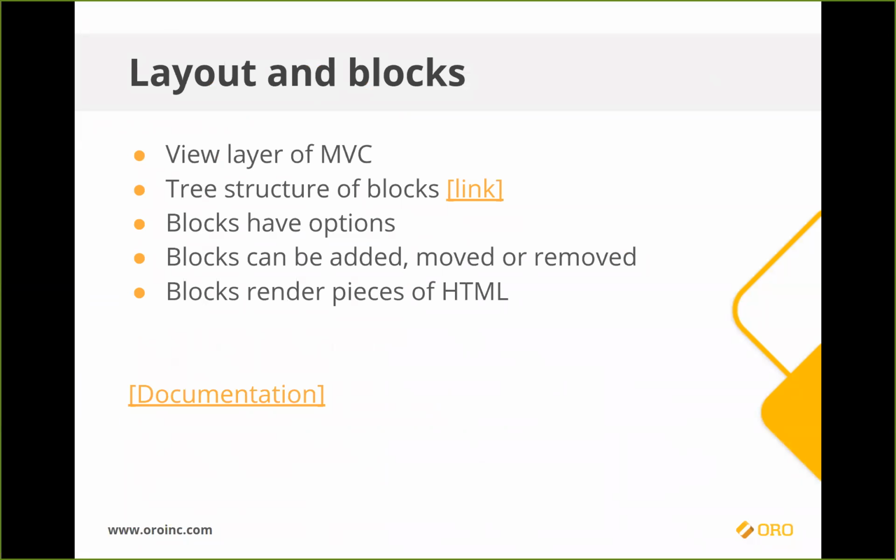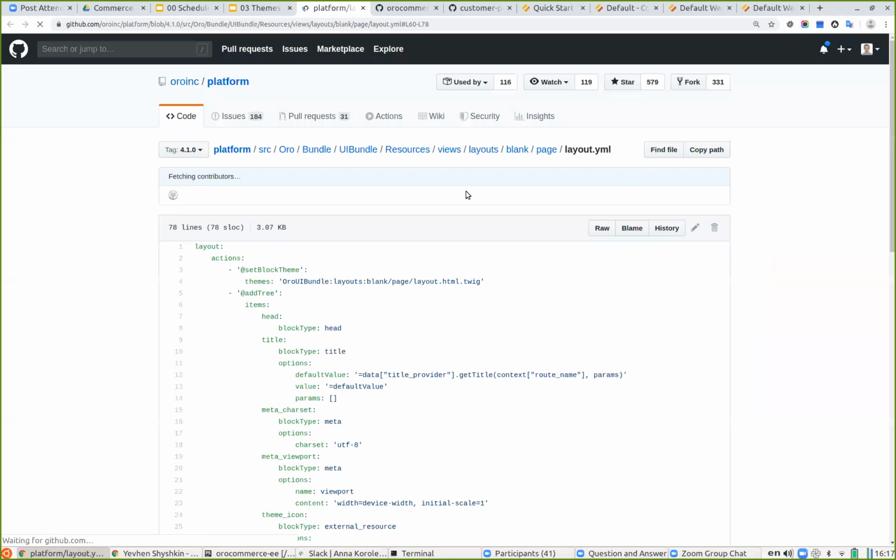So a layout is technically the view layer of the MVC, the model view controller pattern, and it's used to represent the visual part of the application. In our case, it simply renders HTML, and it does it using a tree structure of blocks. So you may think about the HTML as a block.